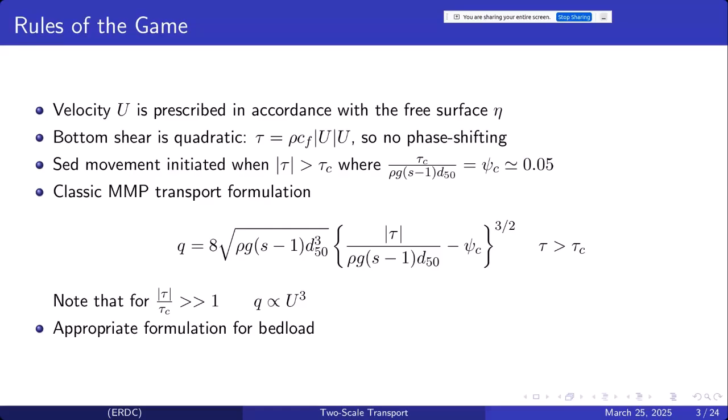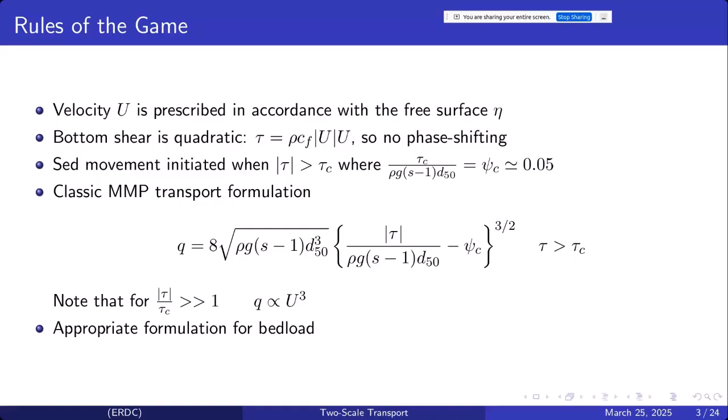We're going to also assume that bottom shear stress is quadratic with the standard formulation. So there's no phase shifting, even though we know in the boundary layer there really is phase shifting. It's 45 degrees in a laminar boundary layer. It's less so, more like pi over 8, for a turbulent boundary layer. But whatever it is, we're just neglecting it all.